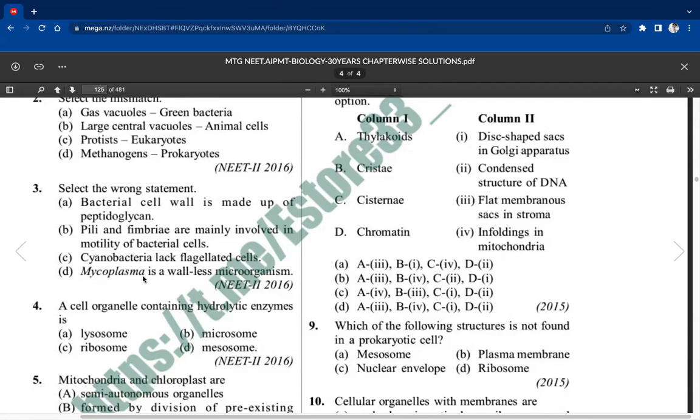Mycoplasma is a wall-less microorganism. Yes, that's true. Pili and fimbriae are mainly involved in motility. This is the wrong statement. They are not mainly involved in motility. Remember, I told you about fimbriae. Flagella are involved in motility, not fimbriae. Remember, pili and flagella. They gave you a similar looking word and you got confused. Pili and flagella are mainly involved in motility. It's an NCERT text line.